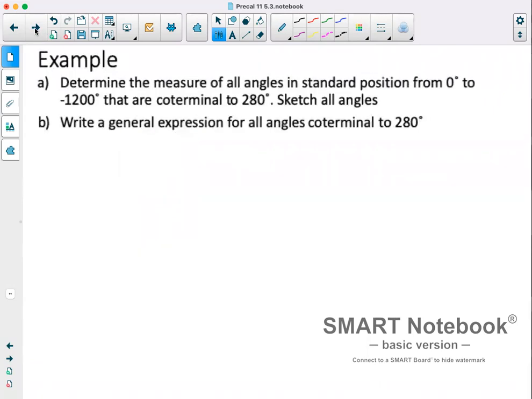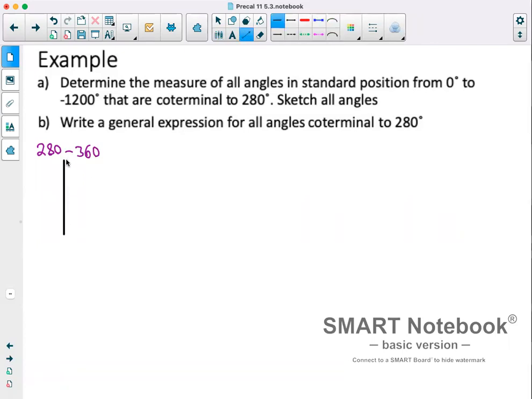Which leads us to this example: determine the measures of all angles in standard position from 0 degrees to negative 1200 degrees that are coterminal to 280 degrees. And we want to sketch all these angles and write a general expression for all angles coterminal to 280 degrees. So first thing I would do is take my angle of 280. We're going from 0 to negative 1200, so there's no point in adding to this, so I'll just subtract 360 from it. So that gives us negative 80 degrees.